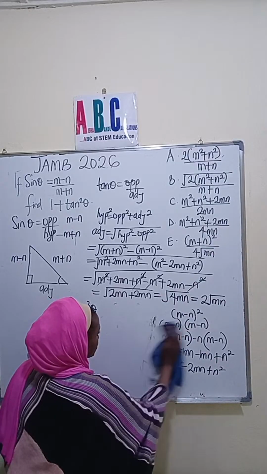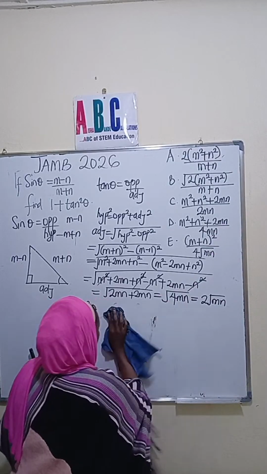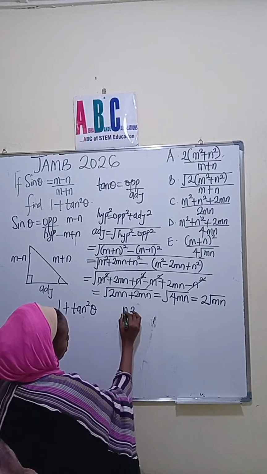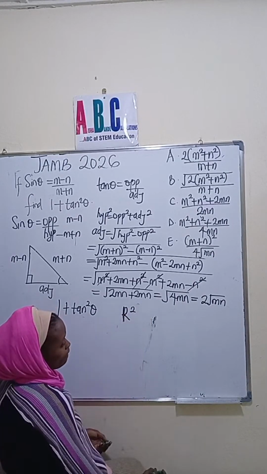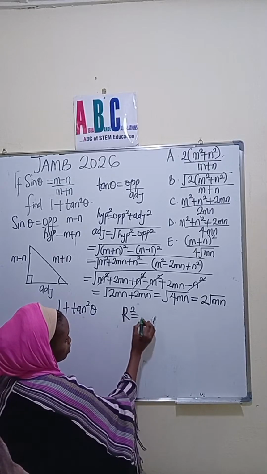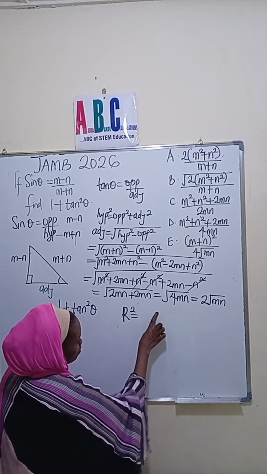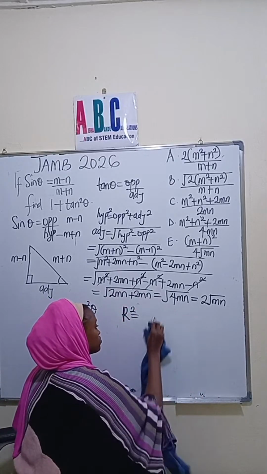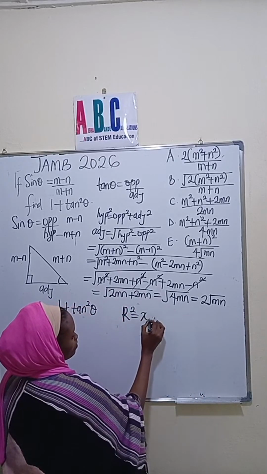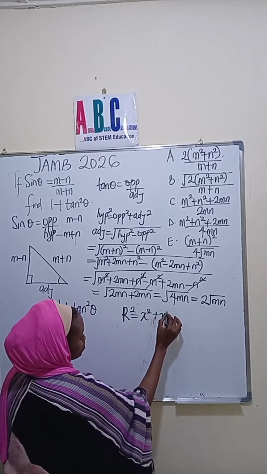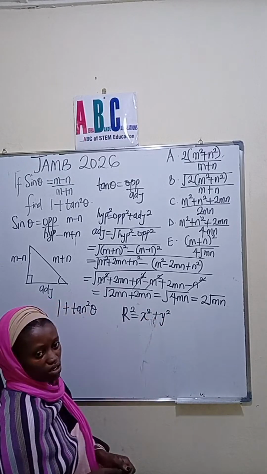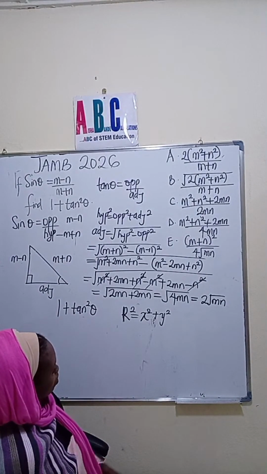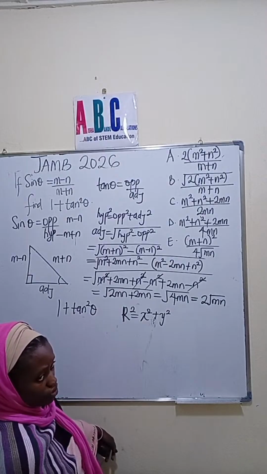Let me write what you're saying. You said R squared equals x squared plus y squared. Okay, where did you get this formula from? Under what topic?